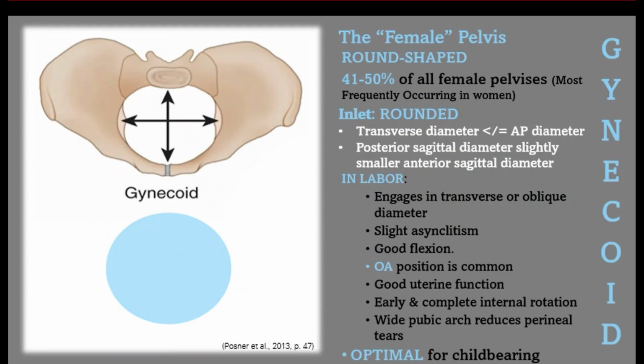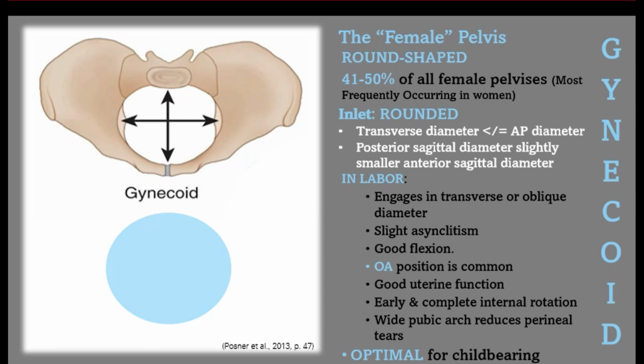The first pelvic type we're going to talk about is the gynecoid pelvis. It's known as the female pelvis because it is the most frequently occurring pelvis among women. Up to 50% of women have this pelvic shape. The inlet of the gynecoid pelvis is rounded with a transverse diameter that is greater than or equal to the anteroposterior diameter, which makes the pelvic inlet a round, roomy entryway, and the posterior sagittal diameter is slightly shorter than the anterior sagittal diameter. The fetus typically engages in transverse or oblique diameter with slight asynclitism.